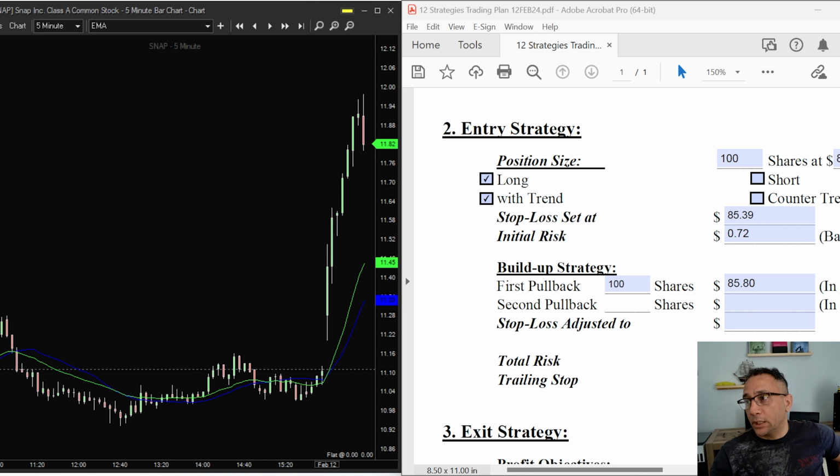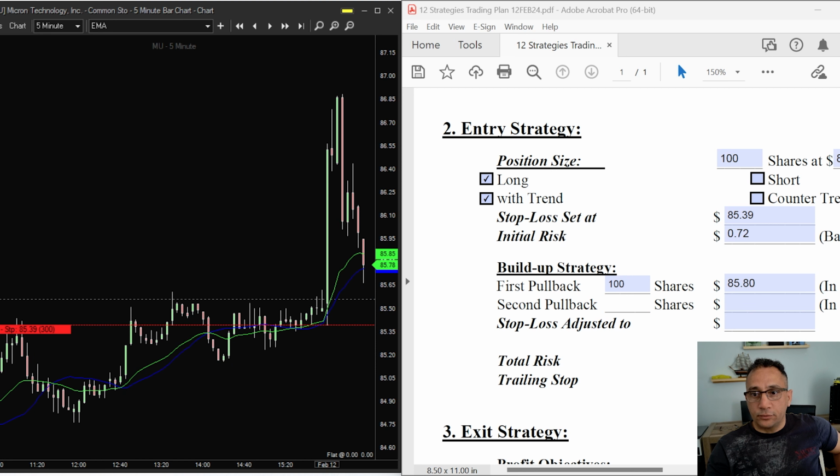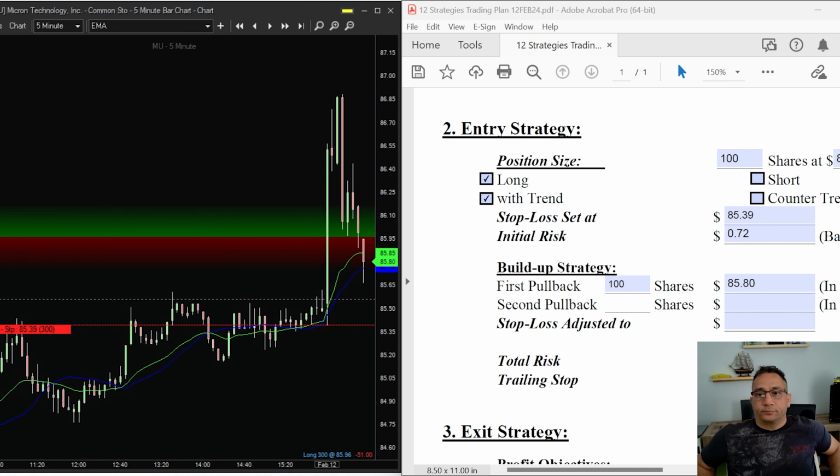eBay was also a winning trade. If Snap goes all the way down to the 11, to the support level here, the moving average, then we can get back in. Let's check on Micron. I think Micron, we are in the red, which is fine. Slightly in the red.